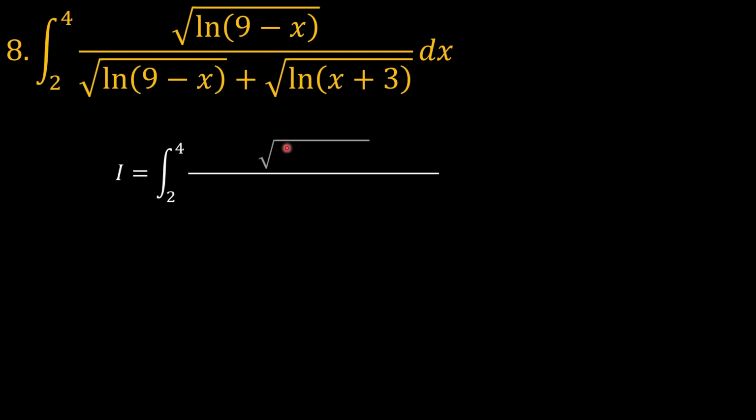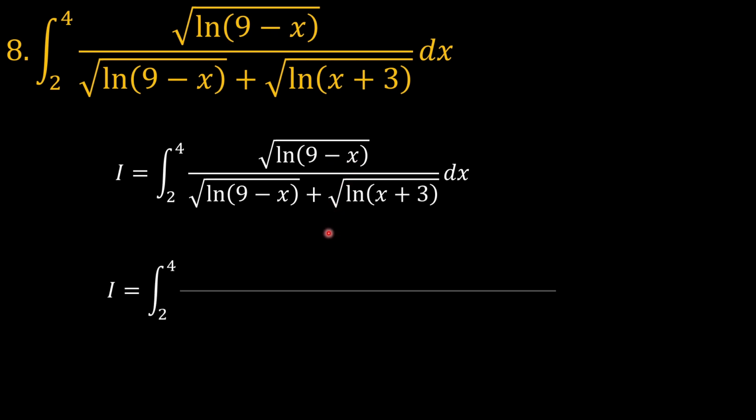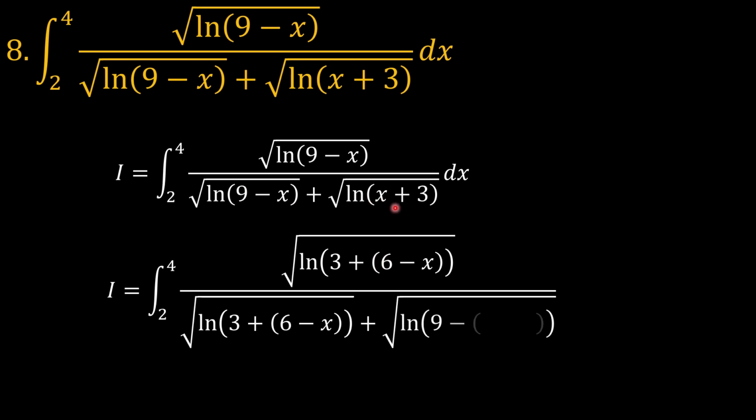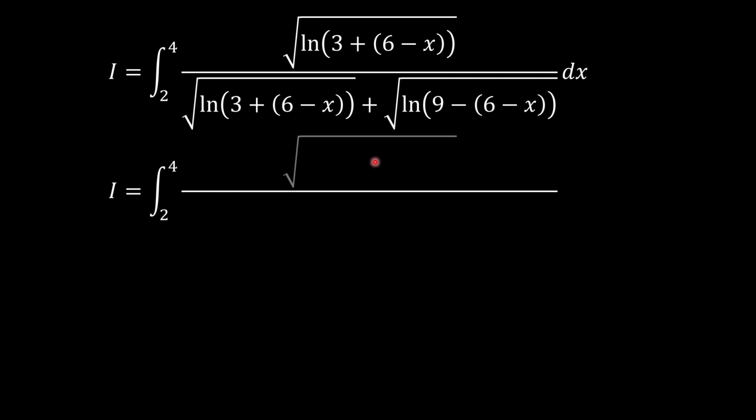Let's begin by saying I equals our integral here. What I could do is say this natural logarithm of 9 minus x is the same as the natural logarithm of 3 plus 6 minus x. And the same thing would happen here, where natural logarithm of x plus 3 is the same as 9 minus 6 minus x.